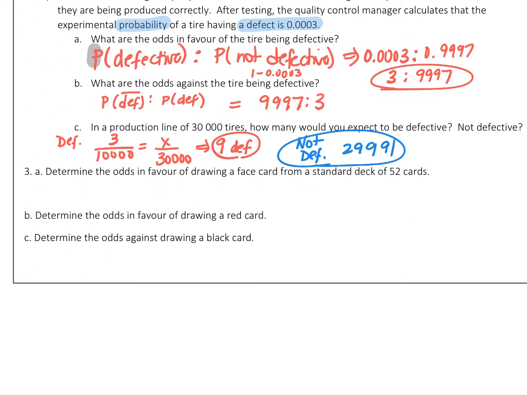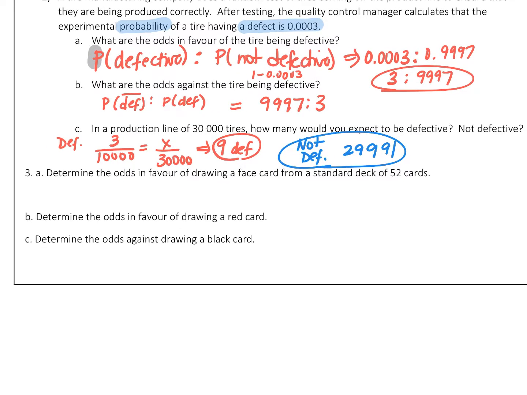So determine the odds in favor of drawing a face card from a standard deck of 52 cards. So the odds in favor of drawing a face card. Okay, so that means that I want the number of faces to the number that are not faces. So in a standard deck of cards, there are 12 face cards. There are 52 cards altogether. 12 of them are faces. That leaves that there are 40 that are not face cards. And when I reduce that, that comes to 3 to 10.